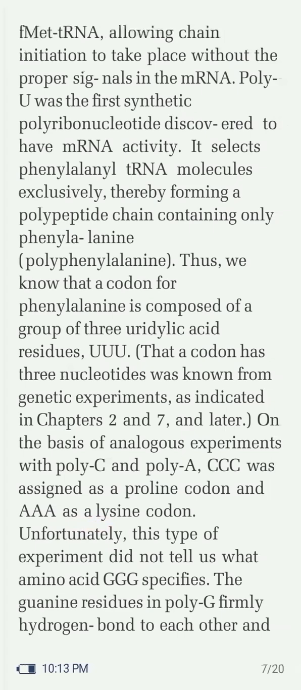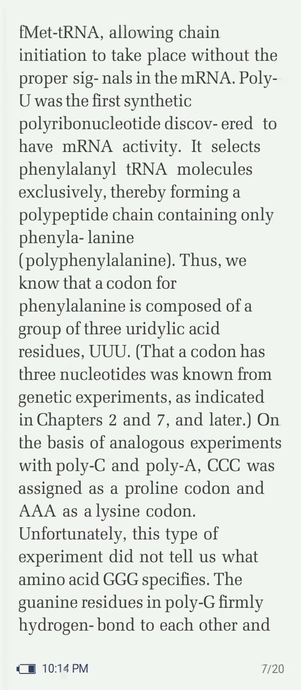It selects phenylalanine tRNA molecules exclusively, thereby forming a polypeptide chain containing only phenylalanine, polyphenylalanine. Thus we know that a codon for phenylalanine is composed of a group of 3 uridylic acid residues, UUU.